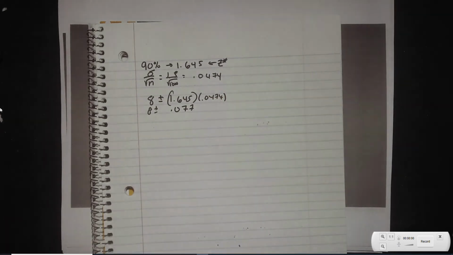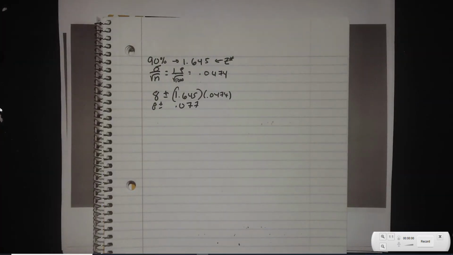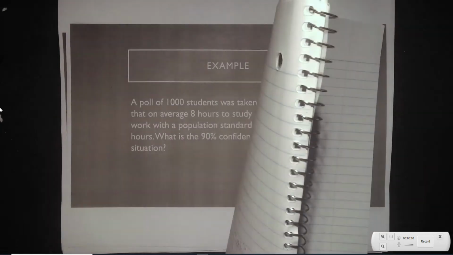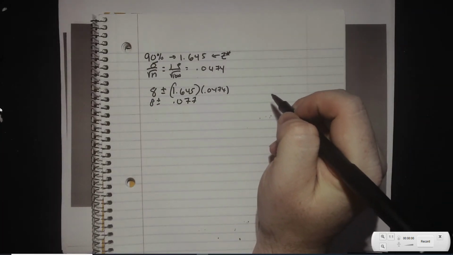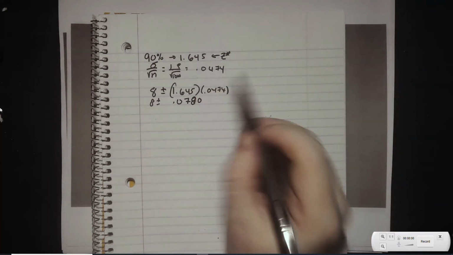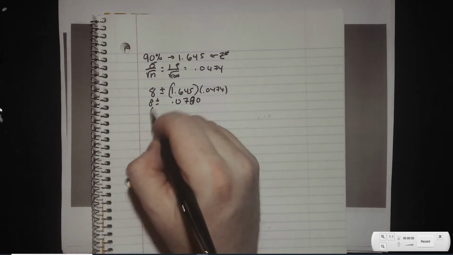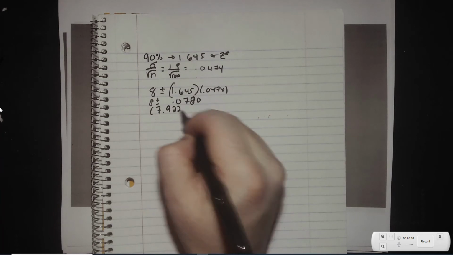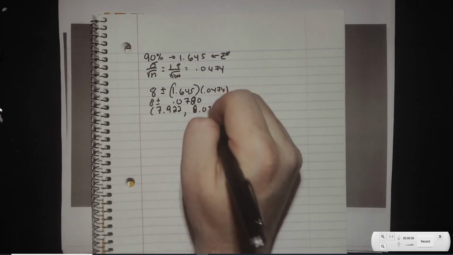Wait a minute, one second. Just double check my thing. Yeah, that's right. Okay, yep, we're good. So 0.0779, so we'll round to 0.078. And then we will do 8 minus 0.078, which gives me 7.922. And then we're going to do 8 plus, which gives me 8.078.